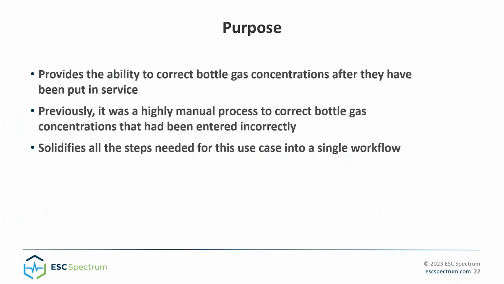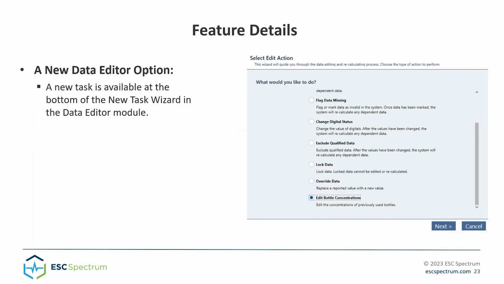Next, data editor can now run a recalc to update the values of previously used calibration gas bottles. This is useful if you entered some values of gases incorrectly to begin with. This was another thing that was possible by going through the database, but is now integrated into Prism. There's a new option when you are creating a new recalc task now at the very bottom, edit bottle concentrations.